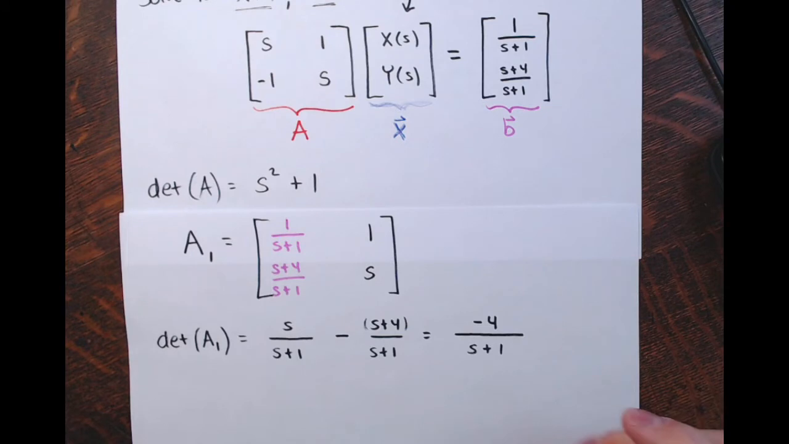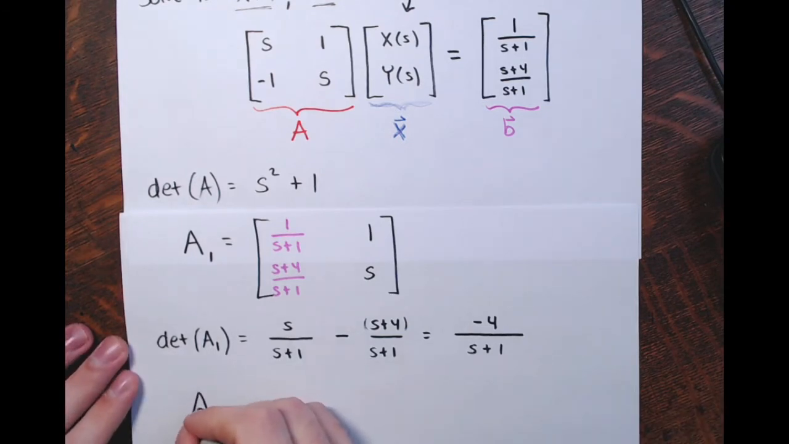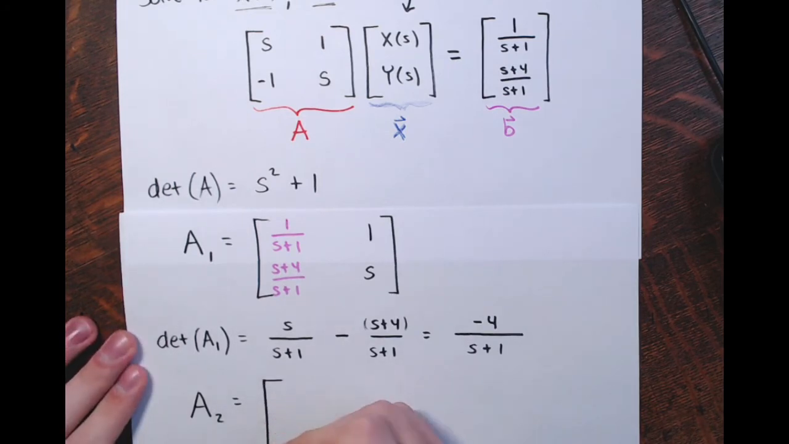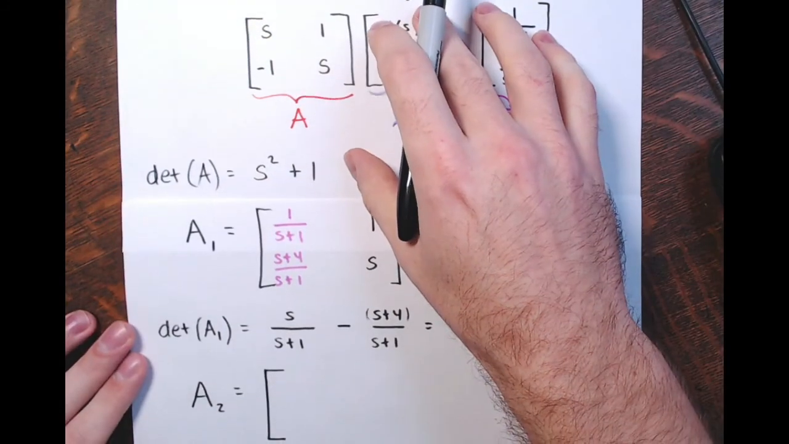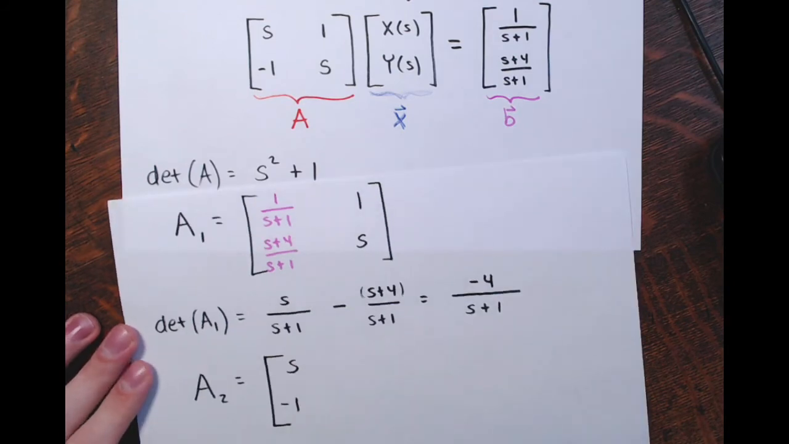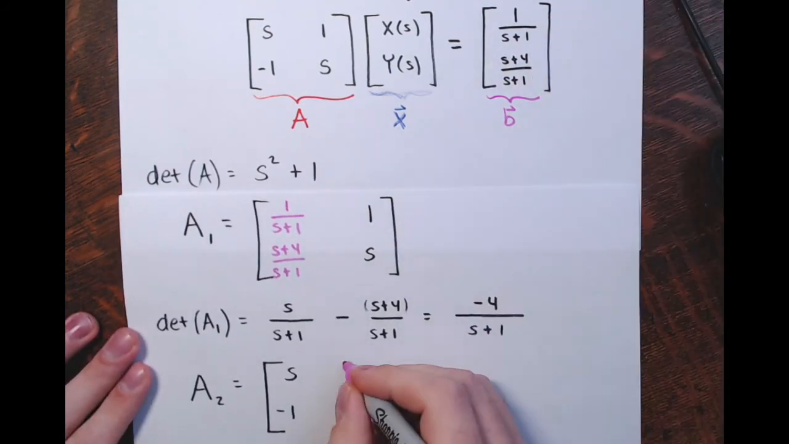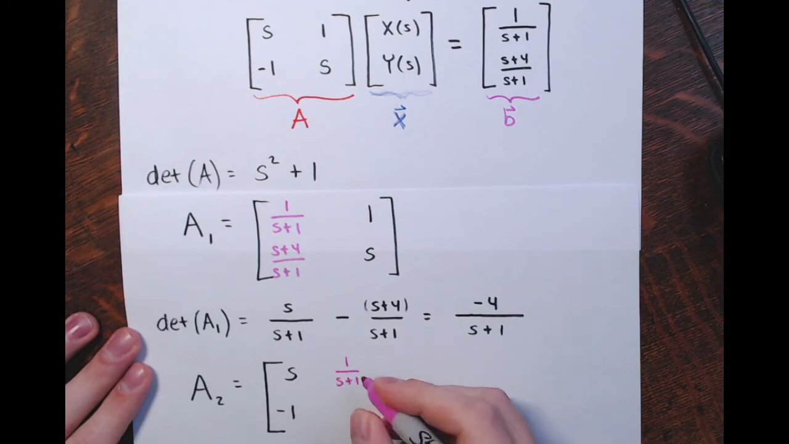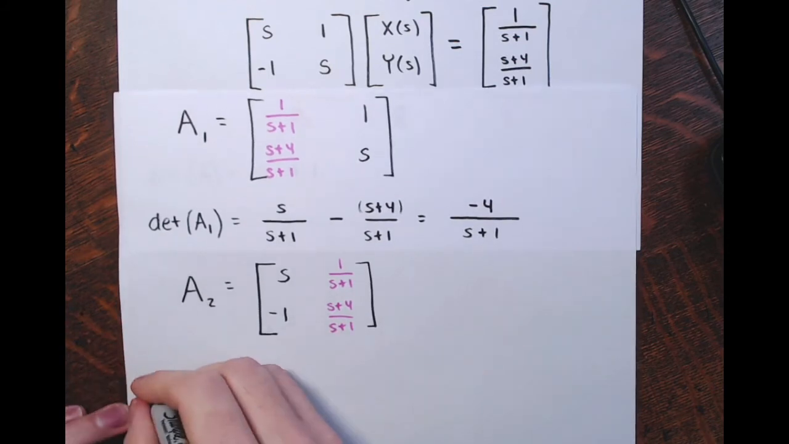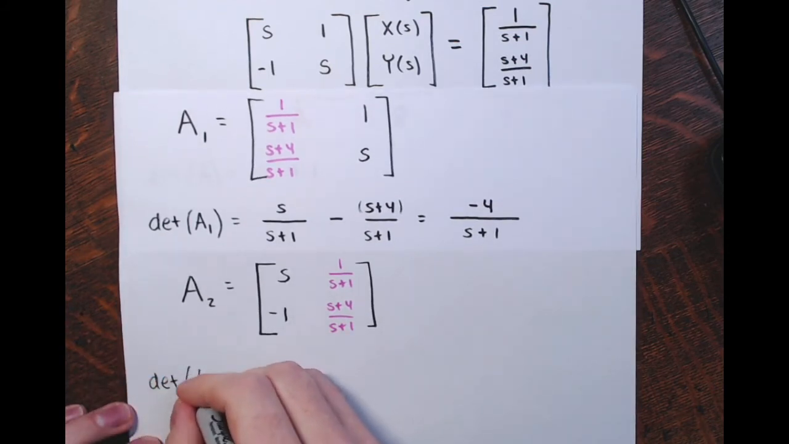And I do the same thing for A2, right? There are two unknown functions I'm trying to find, so I need two of these matrices. Again, it's the same as the coefficient matrix here. The first column is the same this time, but the second column is replaced by this B here, 1 over s plus 1 and s plus 4 over s plus 1. And then we find the determinant of this matrix, the determinant of A2.